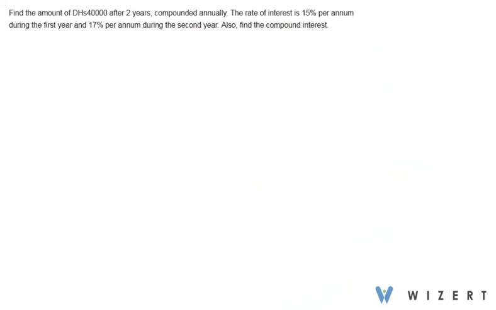We have this question here. Find the amount of 40,000 dirhams after 2 years compounded annually. For compounding annually, the rate of interest is 15% per annum during the first year and 17% per annum during the second year.